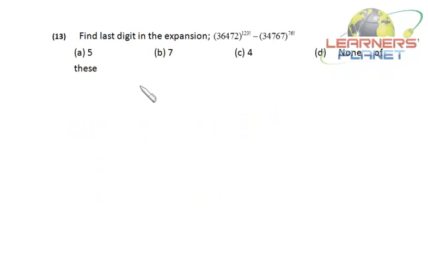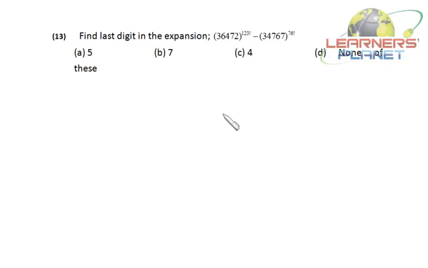Now let's take the next example. Find the last digit in the expansion of 36472 raised to 123 factorial minus 34767 raised to 76 factorial. Friends, the problem looks tedious. So let's recall the method which we used in our previous sessions when we found the unit digit of any expansions.